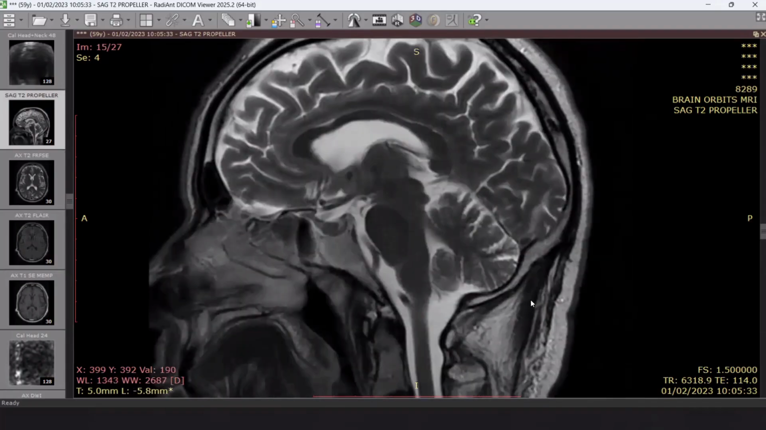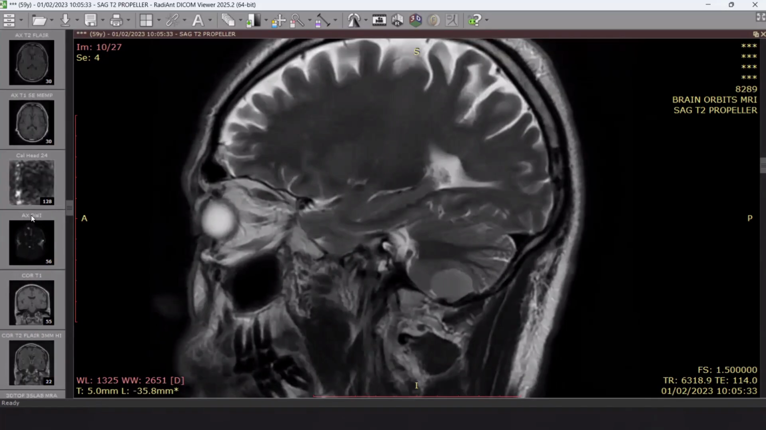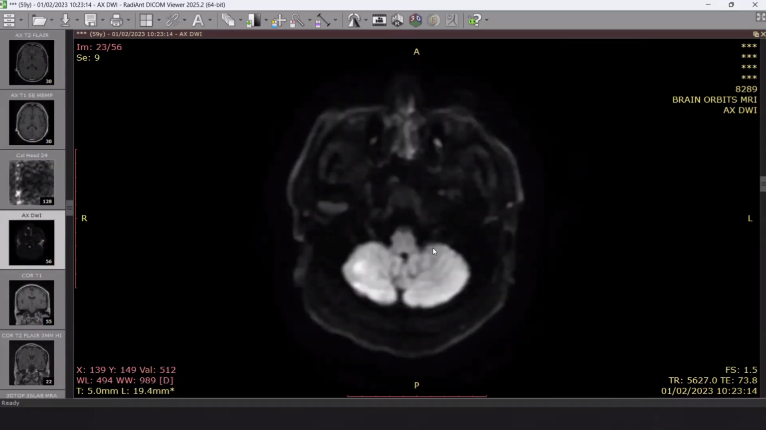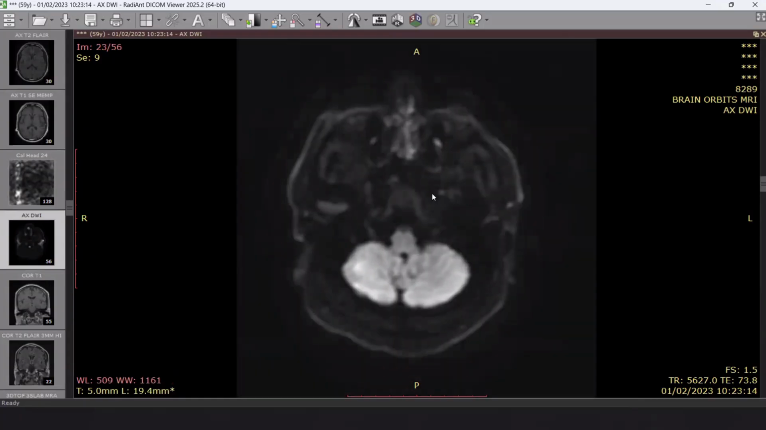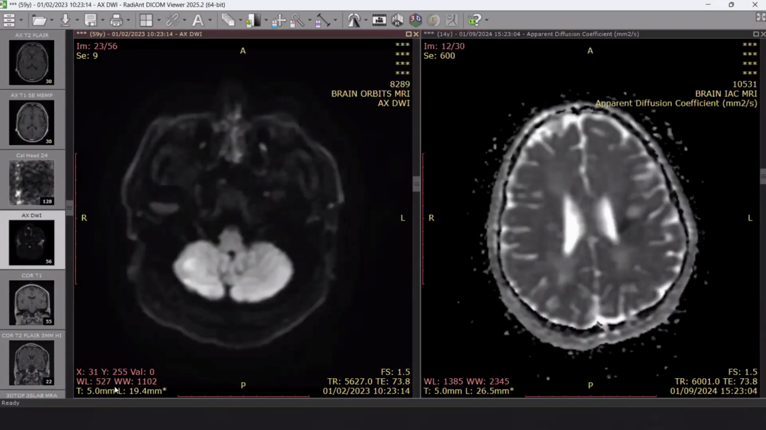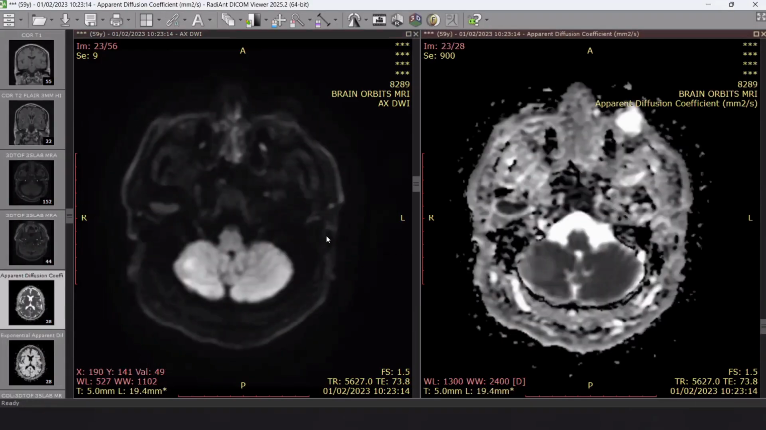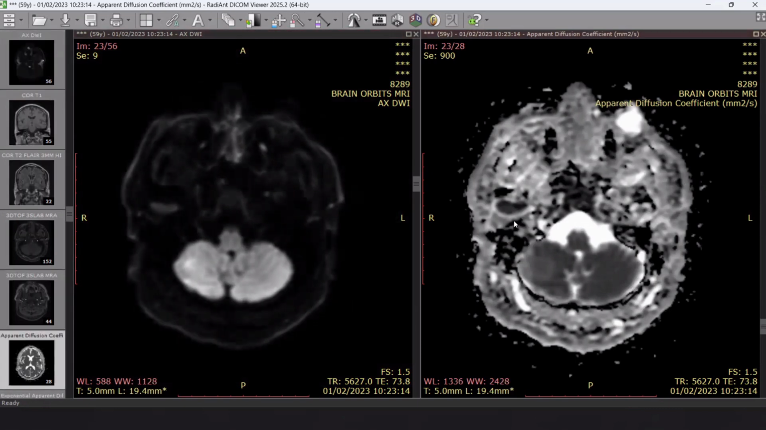So can I see the diffusion restriction? Okay, this is the diffusion. On diffusion, it is showing partial restriction. I will compare it with ADC. What do you think? Is it restricted? Partially it is showing restriction. One part of it is not significantly restricted.